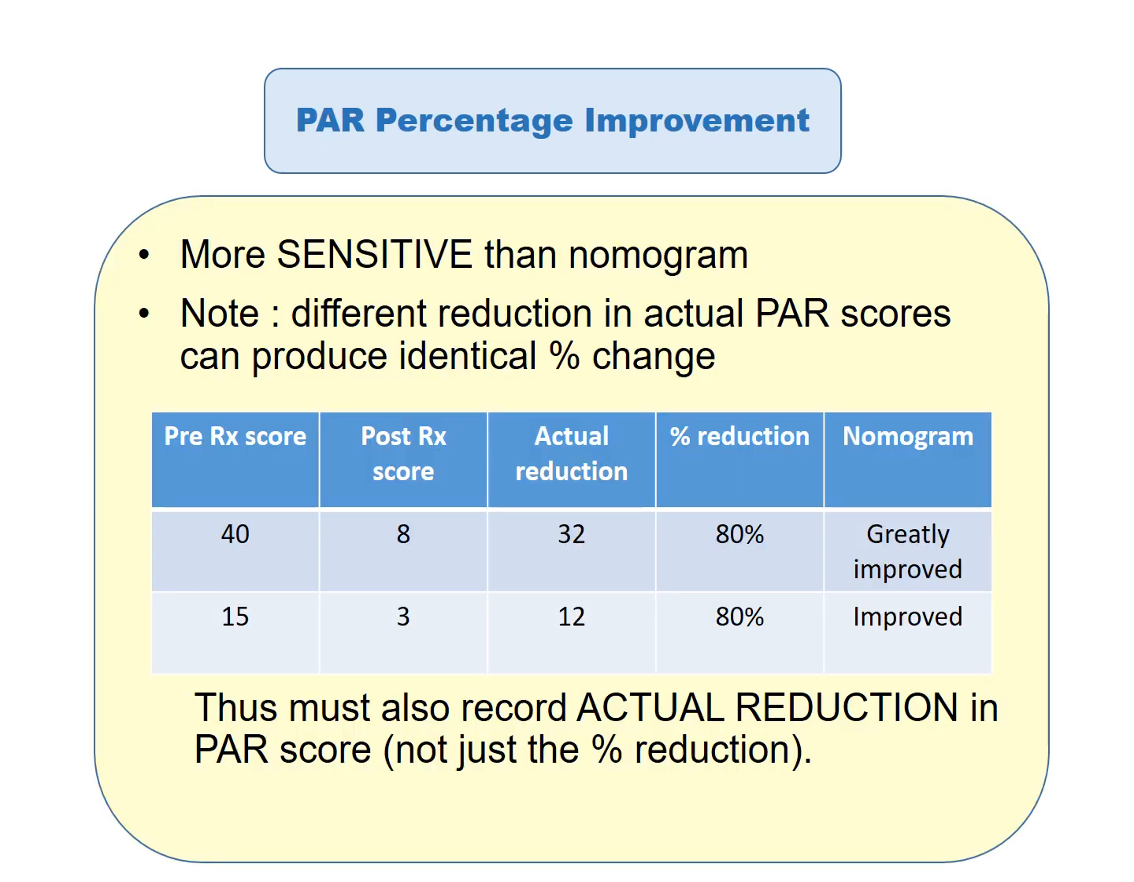The second way of assessing is to calculate the percentage improvement. Now, this is more sensitive than the nomogram, but we must take note that different reductions in actual PAR scores can produce an identical percentage change. If you look at this table, if we look at these two hypothetical situations, in the first case, the actual reduction is 32 score units, and the second example is a reduction of 12 units, but yet both in terms of percentage reduction is 80% reduction. And if you use the nomogram, the first one will fall in the category of greatly improved, while the second one will be just improved. Thus, it's important to record the actual reduction in the PAR score and not just the percentage reduction.